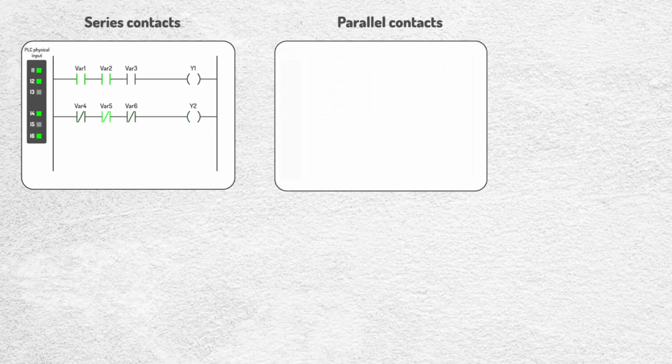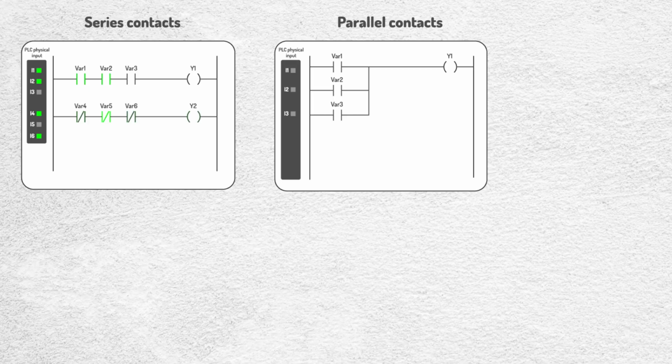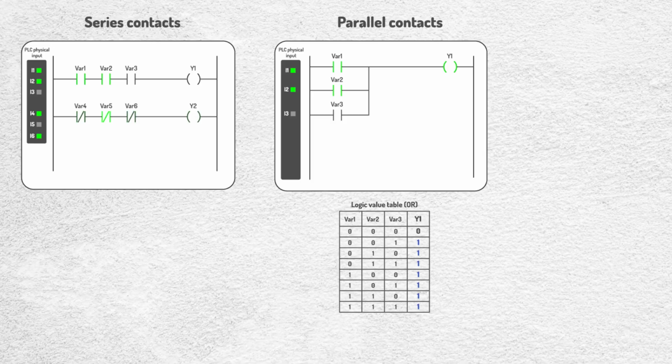When working with contacts in parallel, the behavior changes from the previous examples. If we place 3 normally open contacts in parallel, each associated with a digital PLC input, just one input needs to be activated for output Y1 to also activate. This corresponds to a logical OR function. The table below shows that the only way to keep the output OFF is when all inputs are deactivated. Any other combination, even a single input at 1, will cause the output to be active.